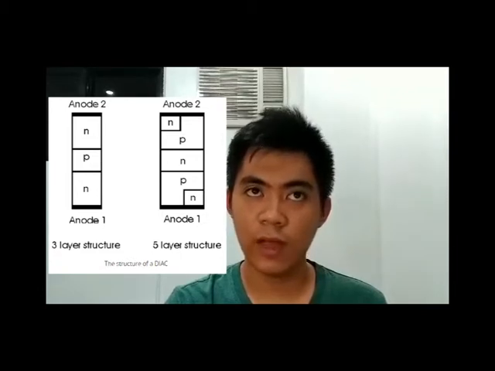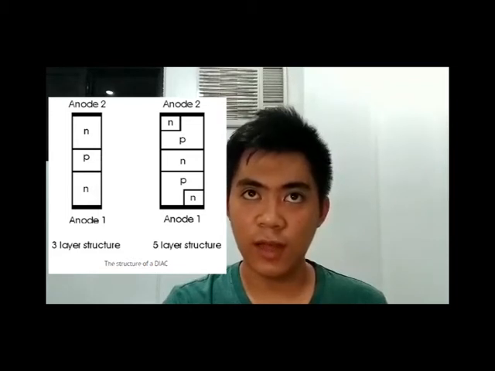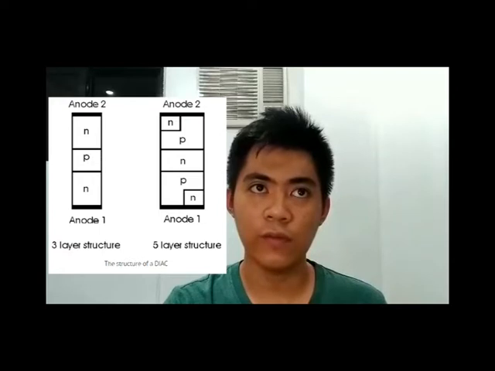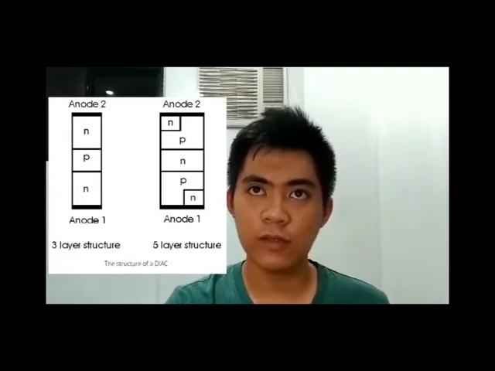A 5-layer Diac structure is also available. This does not act in quite the same manner, although it produces an IV curve that is similar to the 3-layer version. It can be considered as two breakover diodes connected back to back.